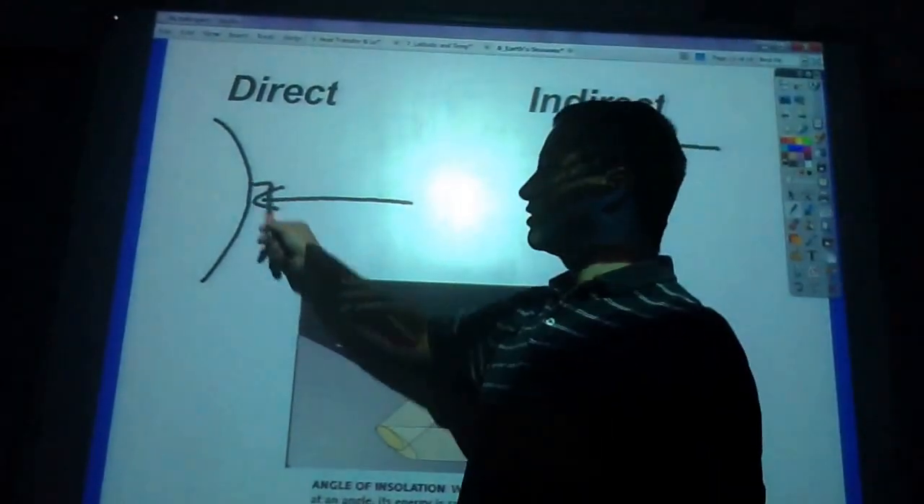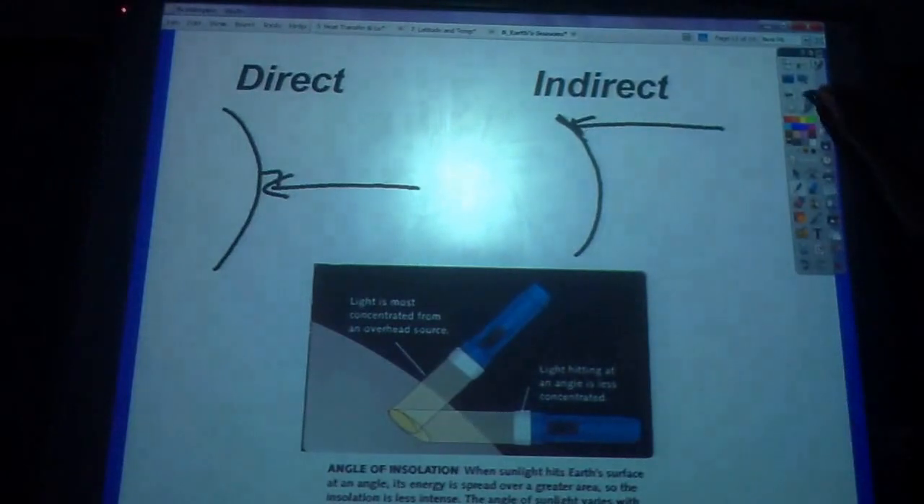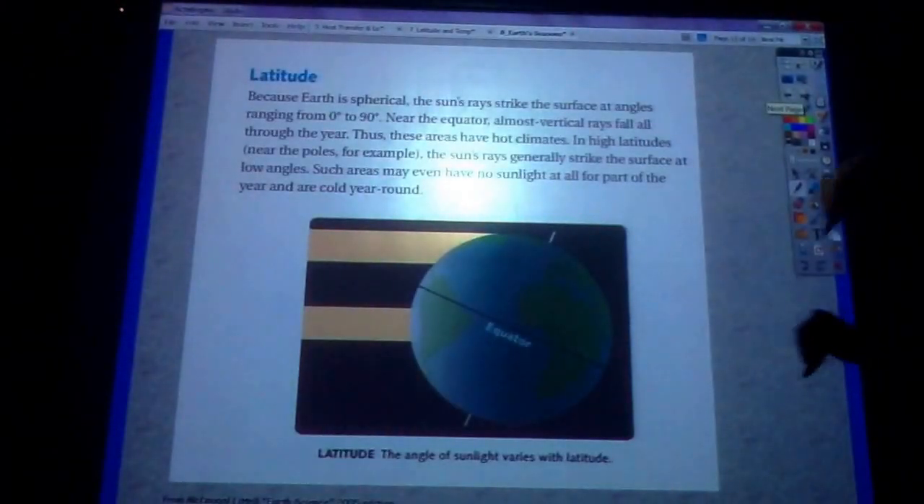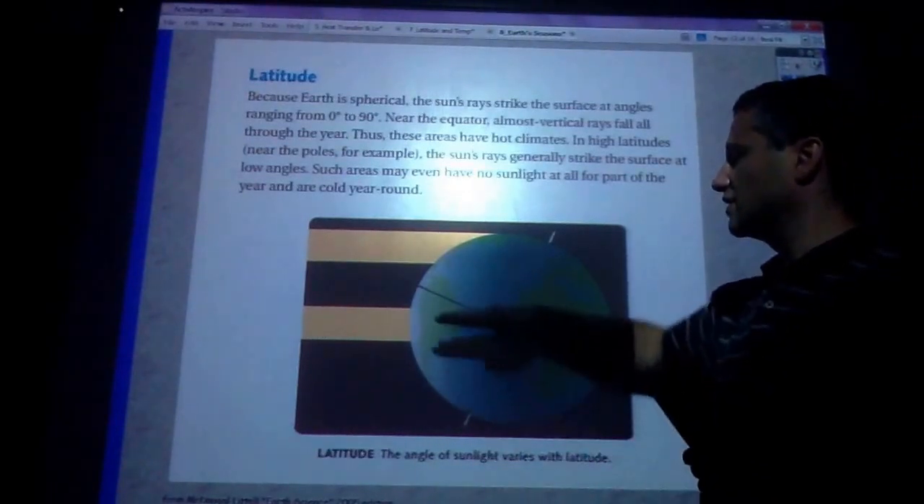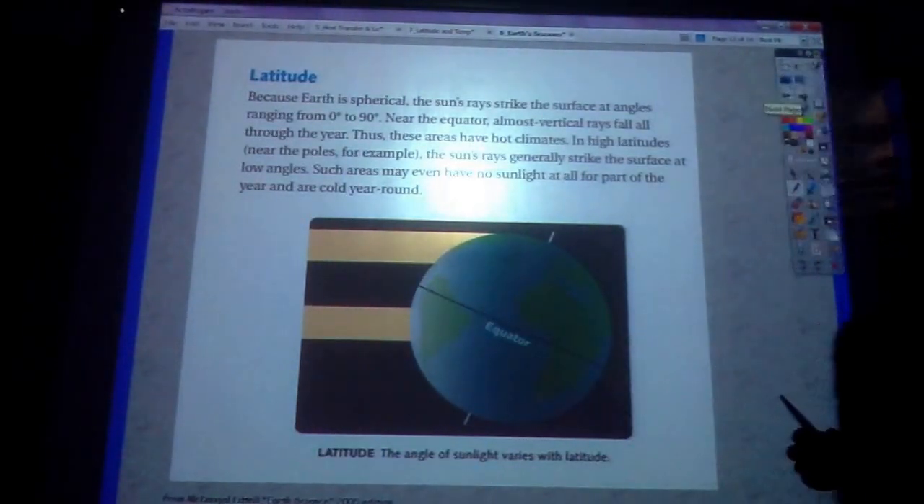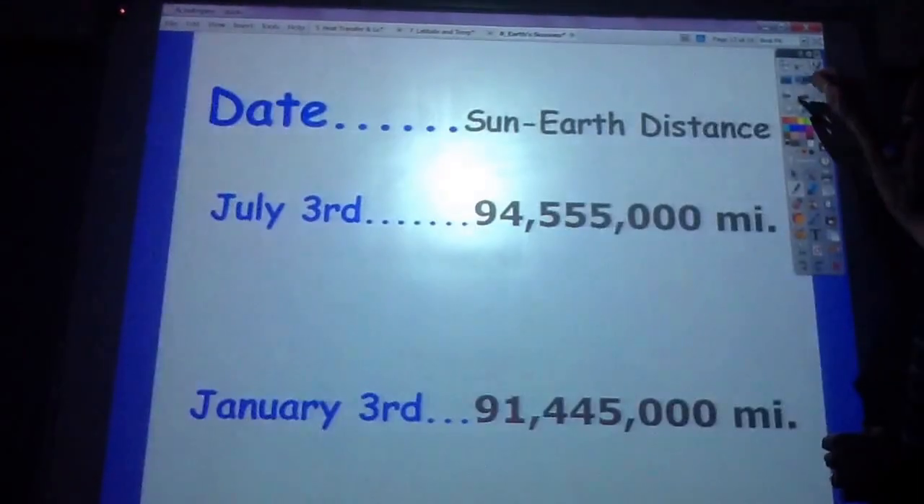And it gets warmer when light is hitting it directly. And so latitude definitely affects whether it's going to be getting direct or indirect light. When you're closer to the equator, you get more direct light and it's warmer.